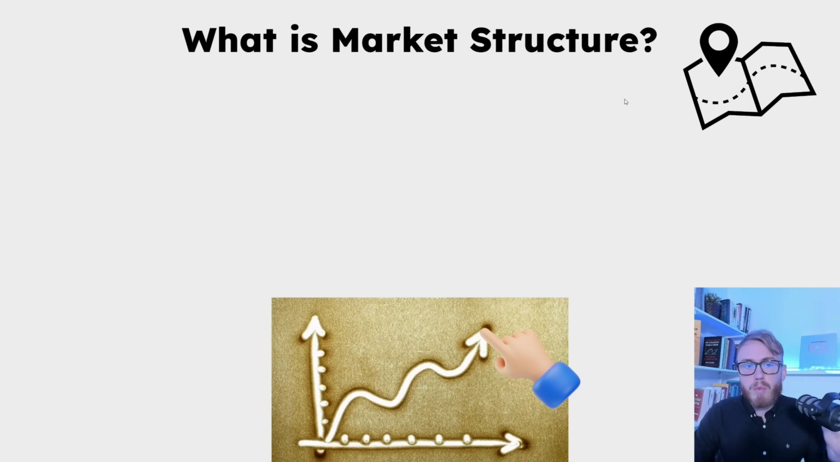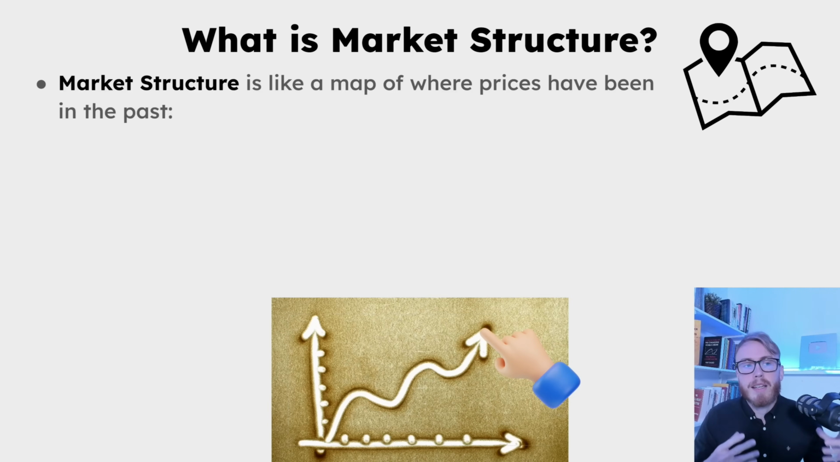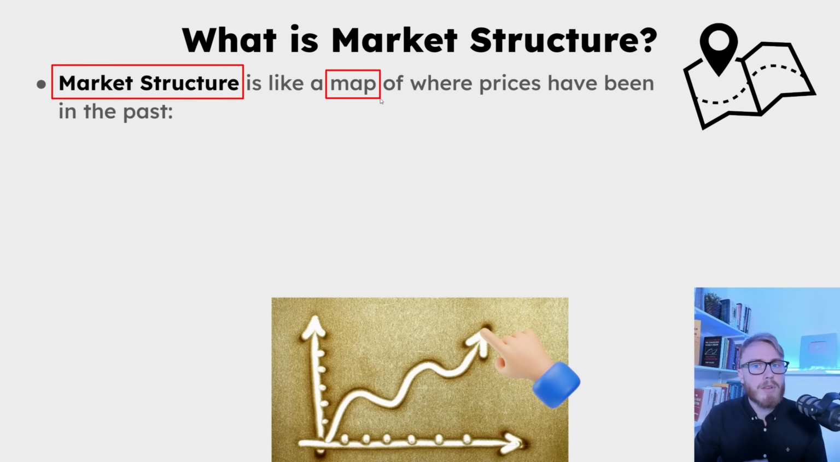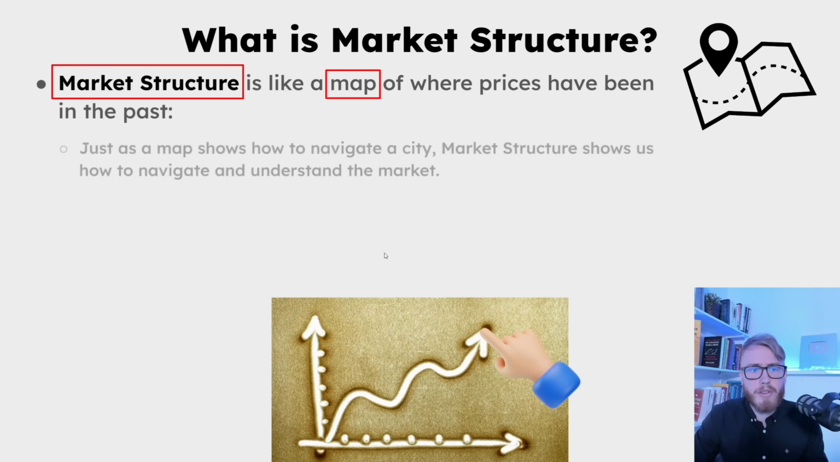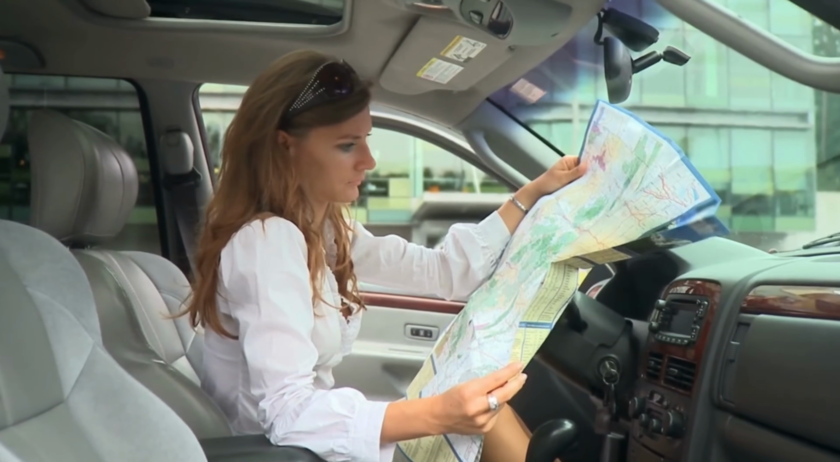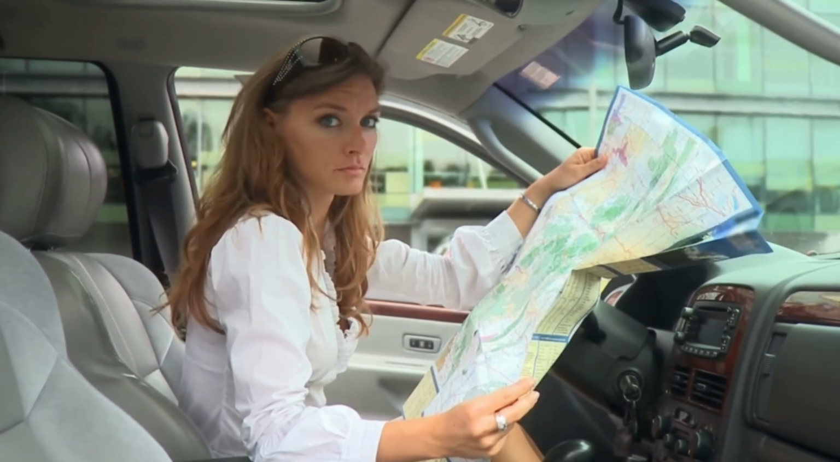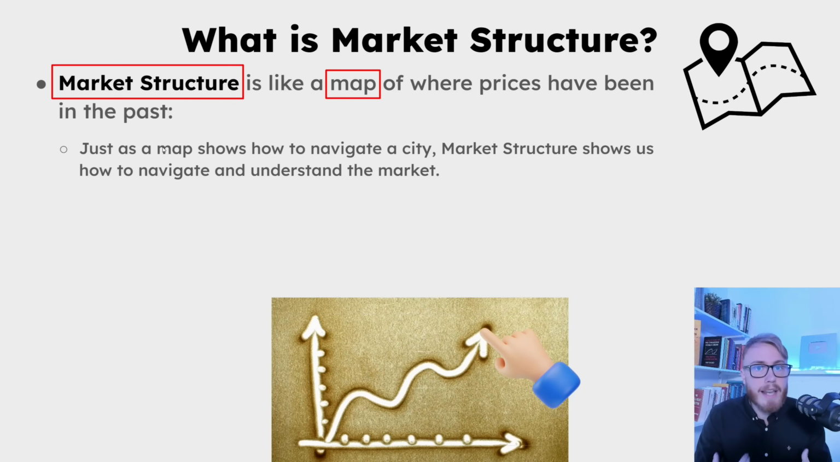Alright, so what is market structure? In very simple terms, I would explain market structure as a map of where the prices have been in the past. And what on earth do I mean by a map? Why is market structure a map? Well, just as a map shows how to navigate, for example, a city or a country, any kind of terrain, market structure shows us how to navigate and understand the market.